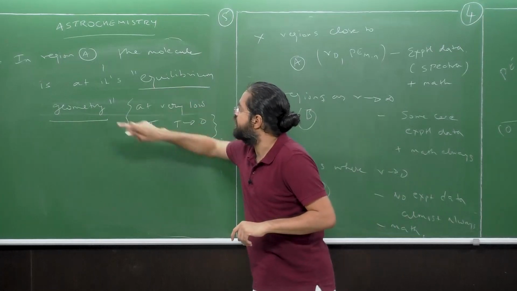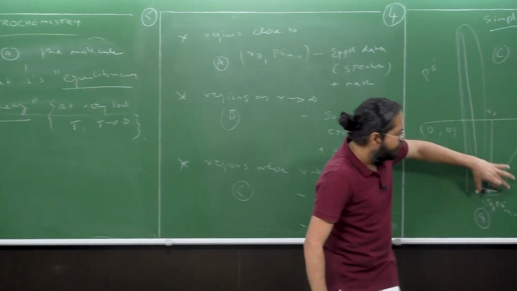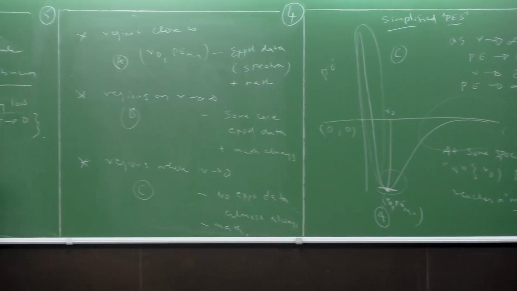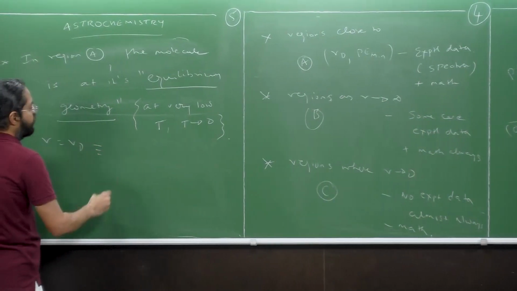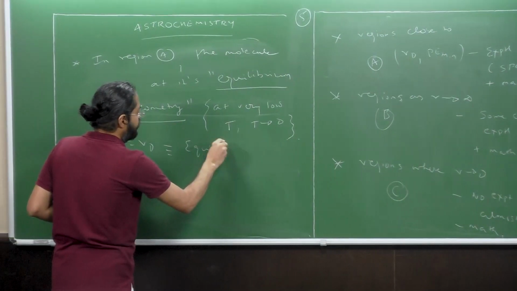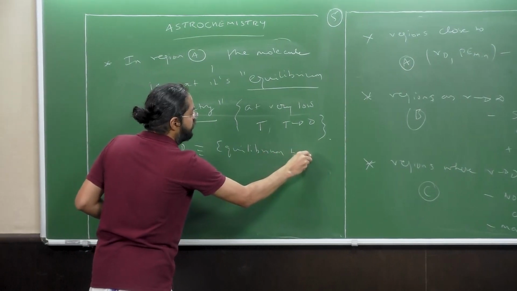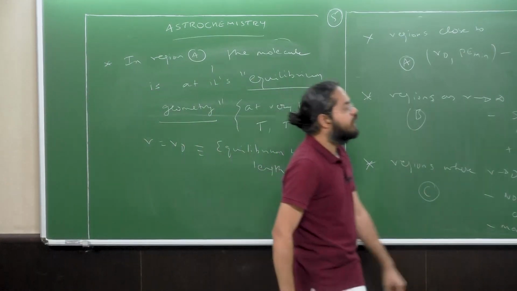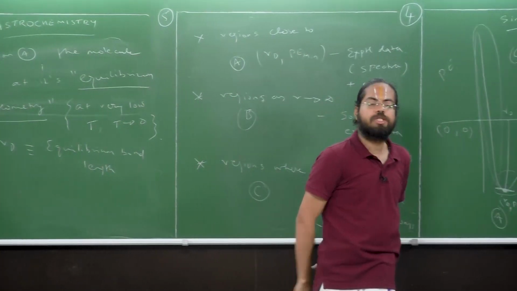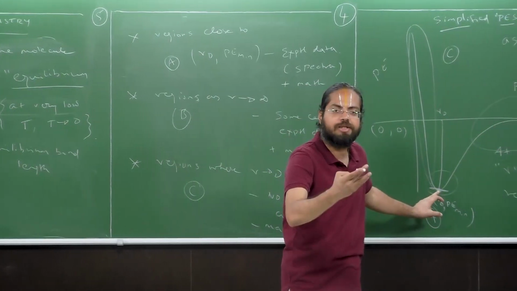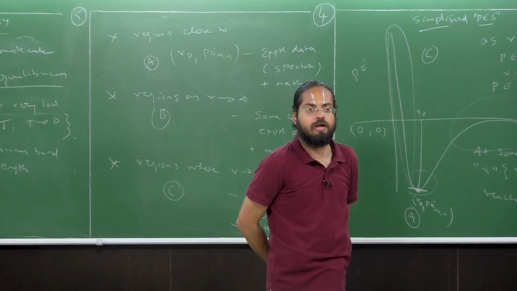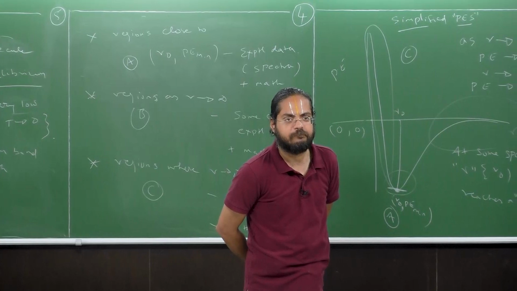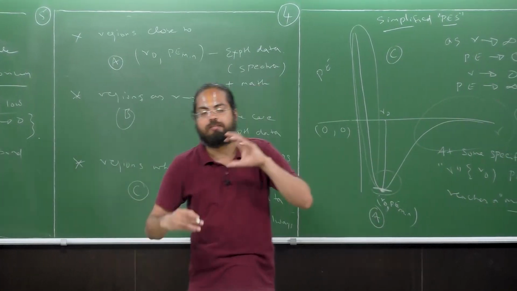So this equilibrium geometry in region A, where we get a minimum, in this position the distance r equals r naught is what is called the equilibrium bond length of a molecule. What is the value for the hydrogen molecule? What is the hydrogen bond length? Any idea? You don't need to give me the exact number. What will be the order?